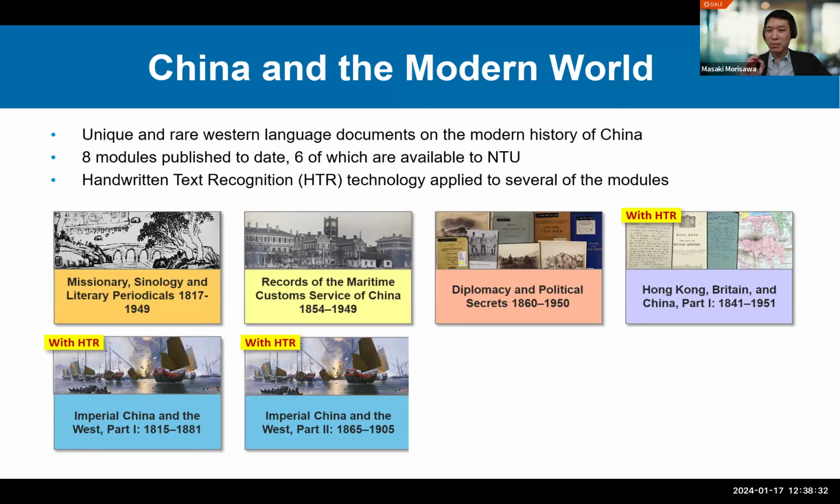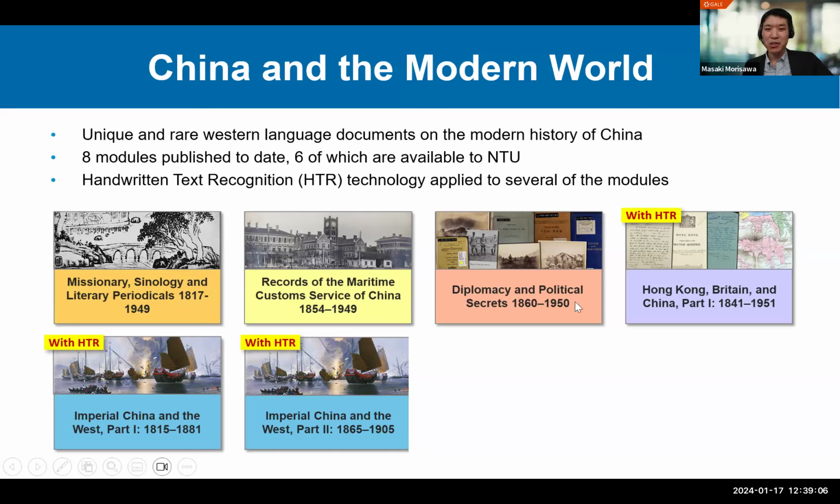And you need to have a little bit more historical knowledge, not the context of the time. But nonetheless, they can be fascinating. And the China and the Modern World series actually has 8 modules today, of which 6 are already available to NTU. And I show you the 6 here. And some of them have that sign that says HTR. So these 3 modules have that handwritten text recognition technology applied. So you can search the cursive handwriting in these modules.